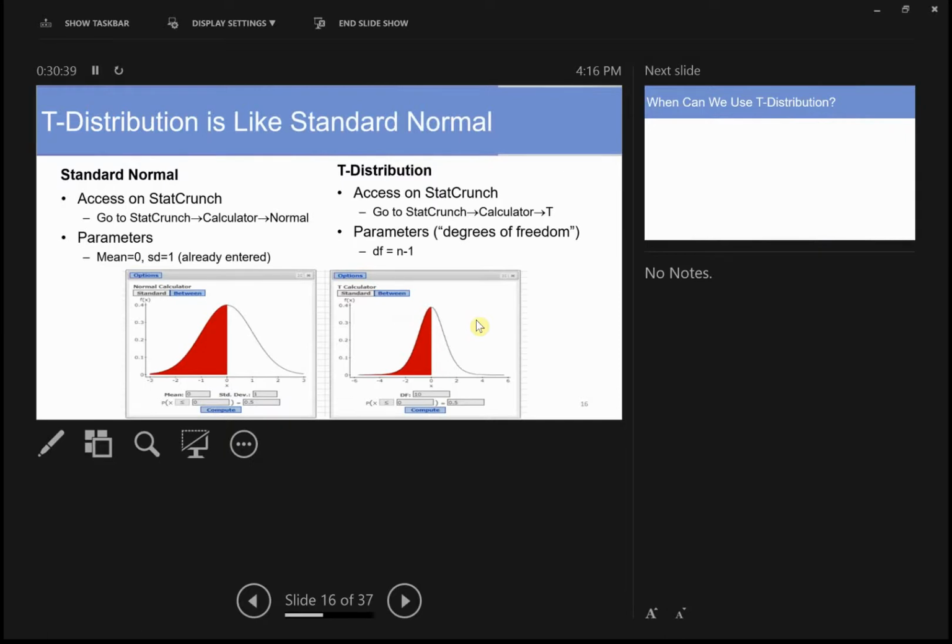So how do we do computations? Well, it's like the standard normal. It's the same sort of way in StatCrunch. Instead of going to normal, we go to t. Notice one thing that's different with the parameters. For the standard normal, you didn't have to input anything. It's already set to the right parameters. Here you have to enter what's called the degrees of freedom. But this is easy to calculate. You just take the sample size, n, and you subtract 1, and that's what you put in. Everything else is exactly the same. The rest of the computations are identical, so it's really easy to do.